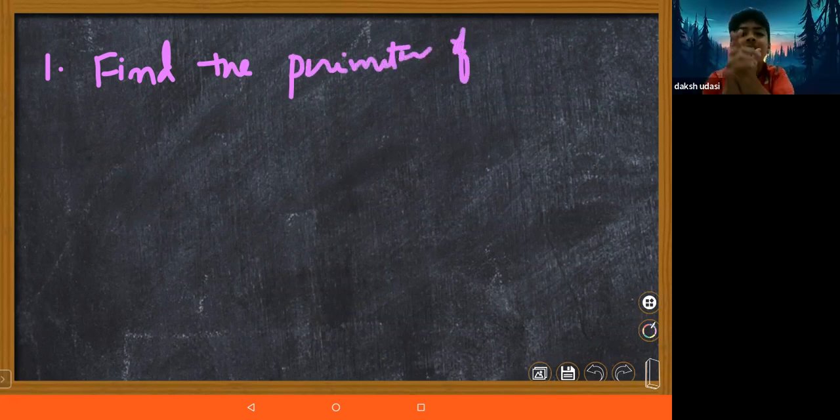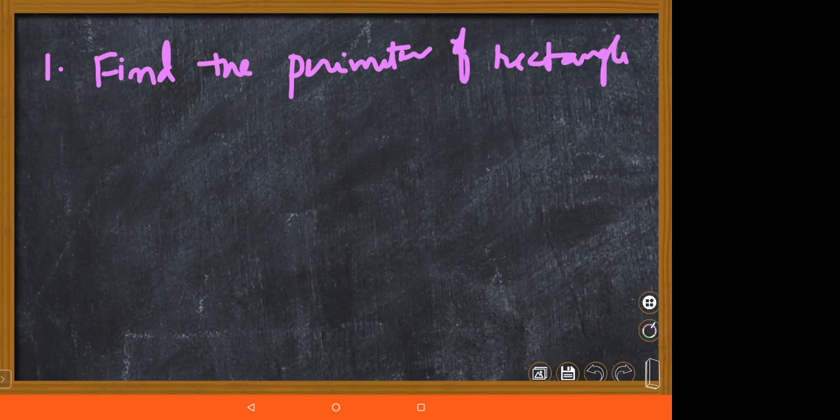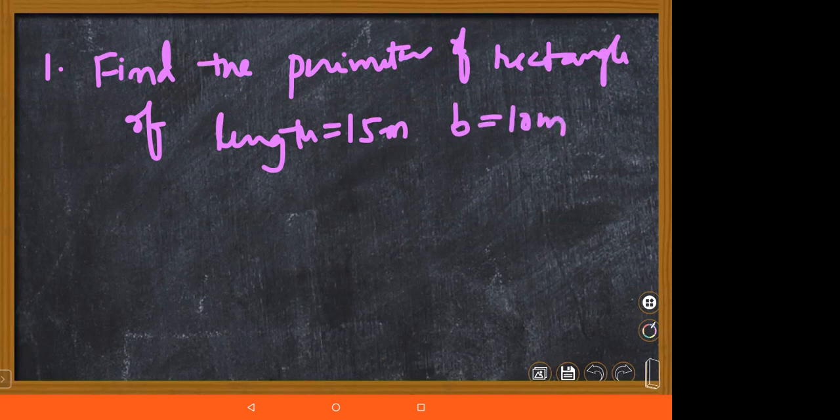So let me take a rectangle shape to find the perimeter of a rectangle. The question is given like this, children. Find the perimeter of a rectangle whose dimensions, that means a rectangle of length 15 meters, breadth 10 meters, and you need to find the perimeter.